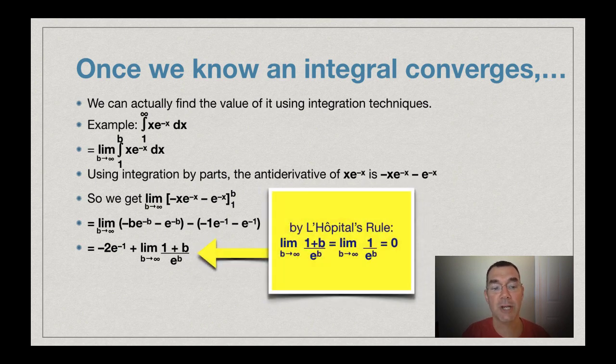All right, so I don't know that limit offhand, but remember I can use L'Hopital's rule, which again was discussed in another previous lesson. So I can take the derivative of the top with respect to b and I'll just get 1. And if I take the derivative of the bottom with respect to b, I'll get just e to the b again. And that limit I know is equal to 0 as b goes off to infinity. So that second term basically just goes away. It's equal to 0, so all I'm left with is negative 2e to the negative 1.